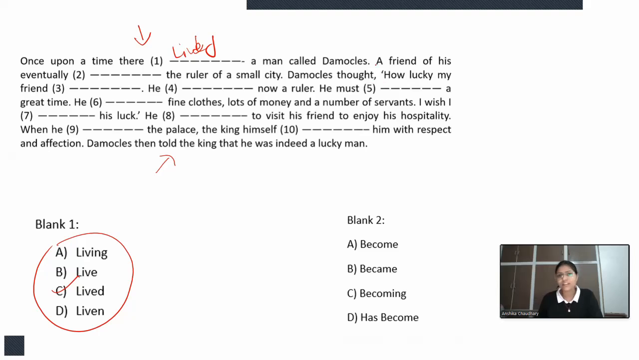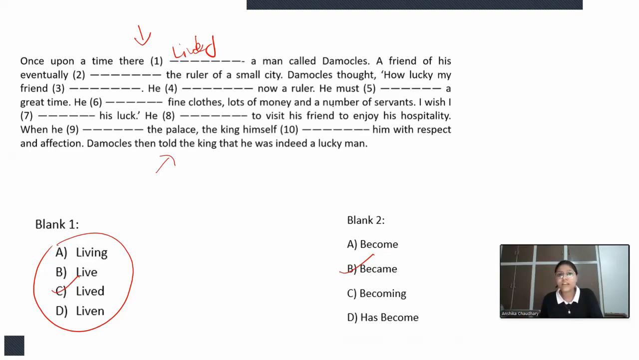A man called Democles, right? A friend of his eventually became the ruler of a city. Again, as we are talking about past, we will be using parallelism. Previously we have used the past form of the verb, so here again we will be using the past form of the verb, and this is called parallelism. So became will be the second option for blank two.